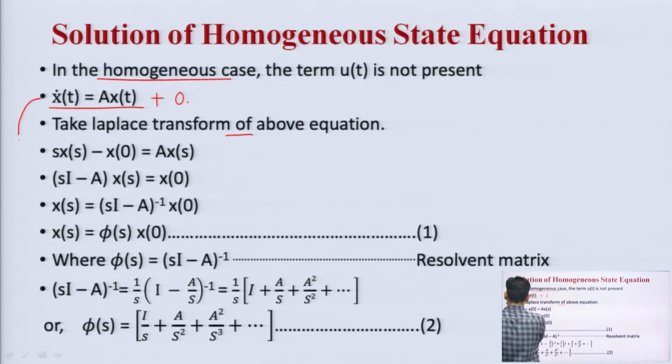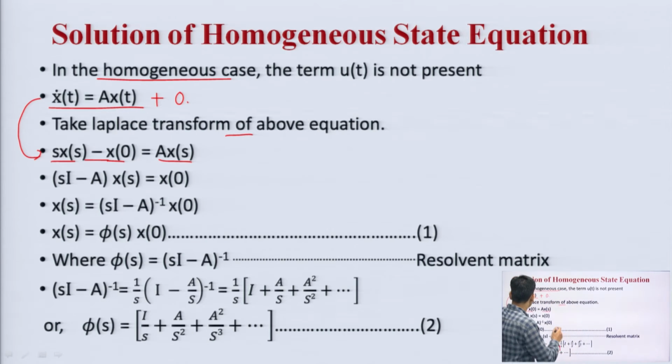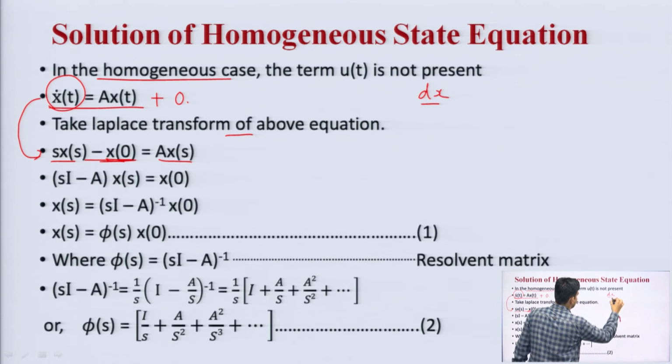So, we will get s X(s) minus x(0). Here I am assuming the initial value is present, and this gives you A X(s). This is coming by the property of the Laplace transform. Whenever we are doing calculation with a transfer function, we assume that the initial condition is 0, so the derivative part is directly replaced by s, but here we are using the initial condition. That is why the x(0) part will come if we take the Laplace transform of x dot(t), that is dx over dt.